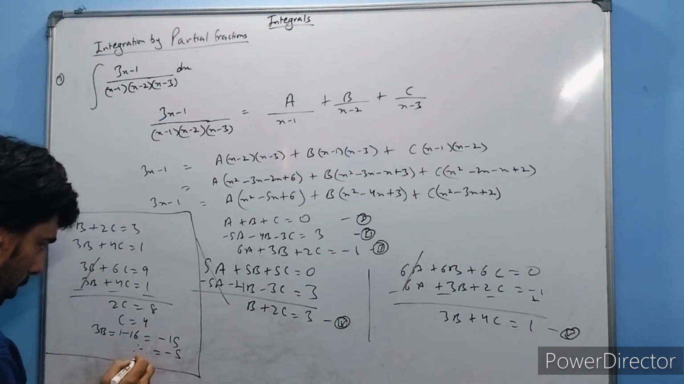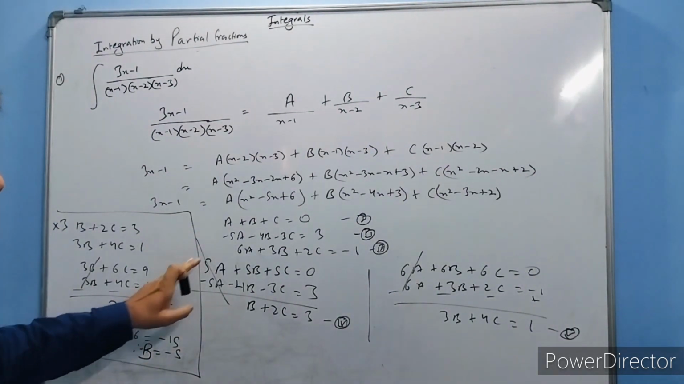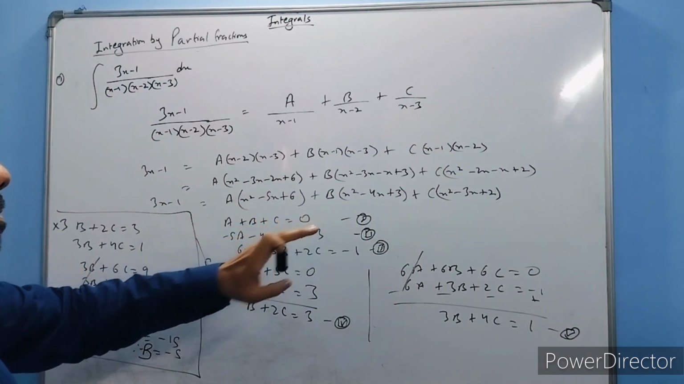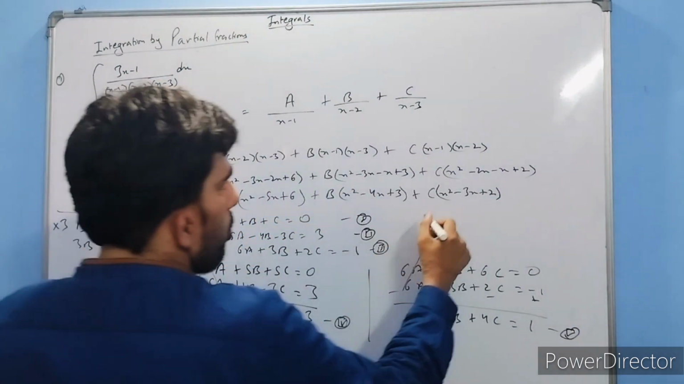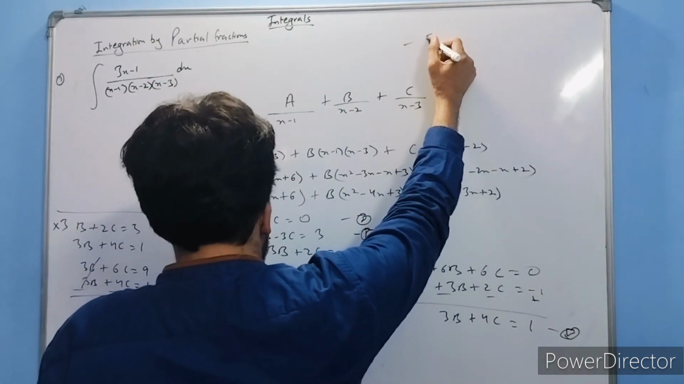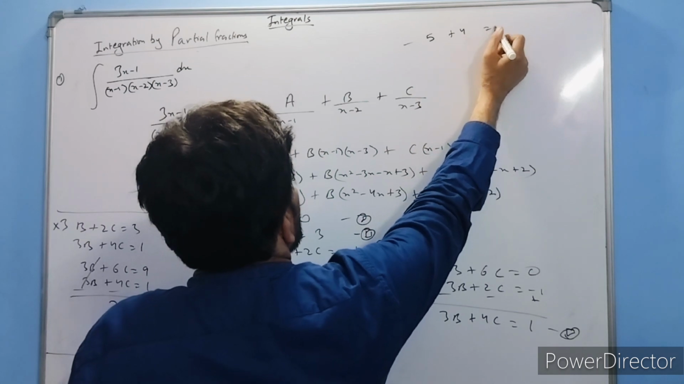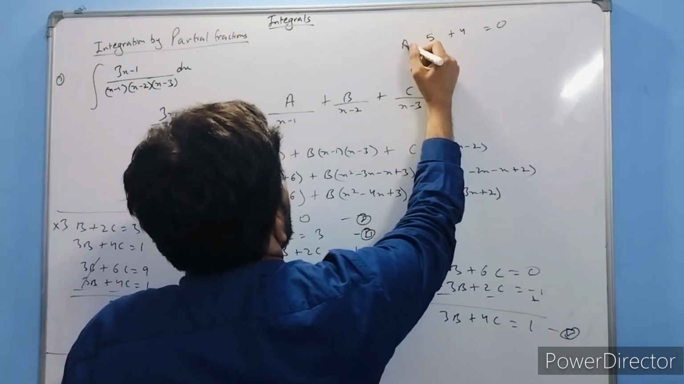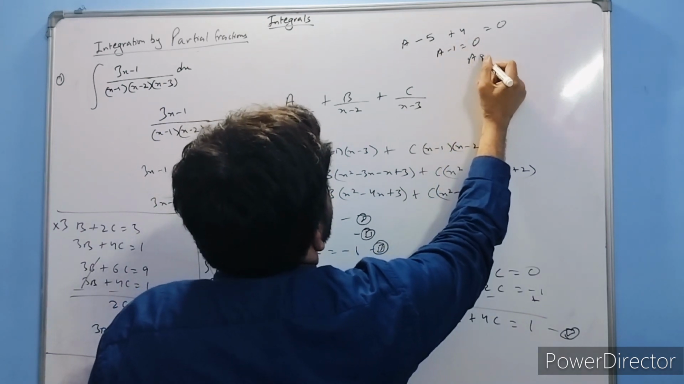Okay, so after getting b here and c here, I can put it here so that I can find the value of a. So what is b? Minus 5. So here if I put minus 5 plus 4 is equal to 0. But here we have a also. So what did I get? a minus 1 is equal to 0. So a is equal to 1.